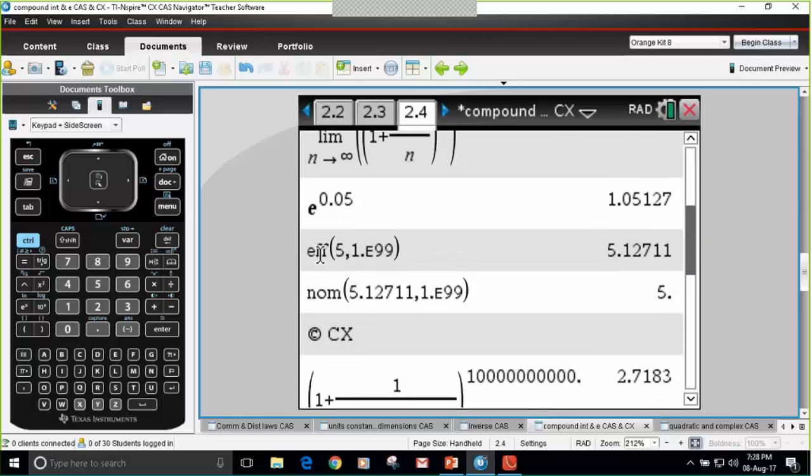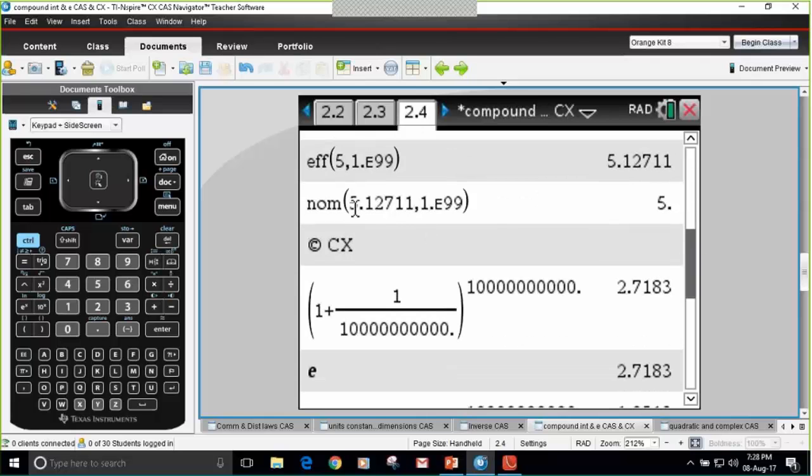So you can do that. And then we can also use the functionality of the TVM Solver to look at the effective rate of 5% if the number of rests is equal to infinity, so that effectively becomes 5.127, and the nominal rate can be calculated if the effective rate is 5.127 with the number of rests infinity. That comes out to be 5%.